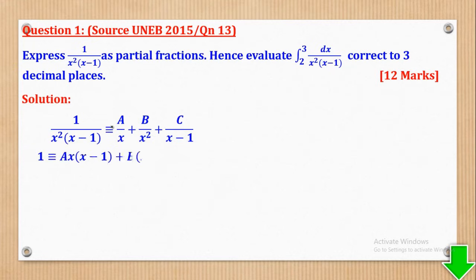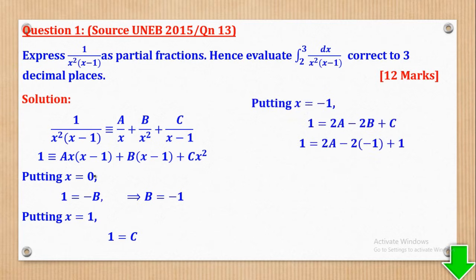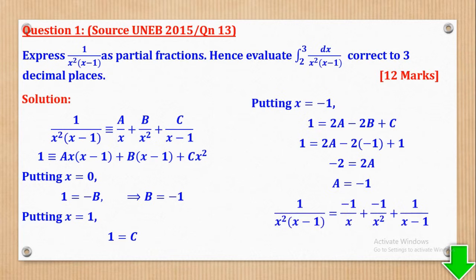Therefore next is to extract out the numerators, then choose any of the two methods. Let me choose the one of substituting suitable values. When I put x equal to 0, I'll get b as -1. Put x equal to 1, I'll get c as 1. Put x equal to -1, I'll come up with that, but the good thing is I know b and c, so I can get the value of a. Therefore the partial fraction is that. So we have done this part of expressing as partial fractions.